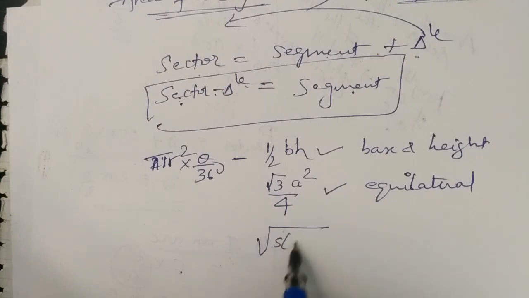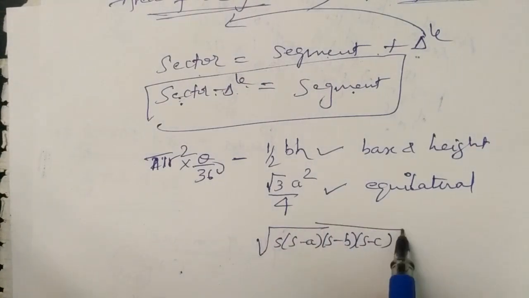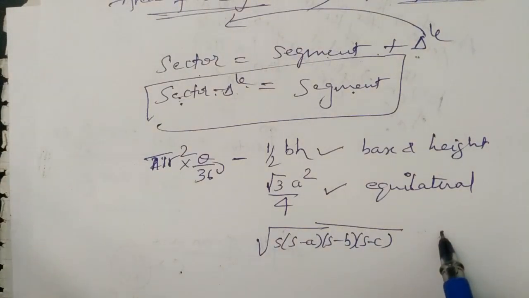Or you go for root of s into s minus a, s minus b, s minus c. This is only used in the case where base and height are not given, and for an equilateral triangle. If both are not given, we use this formula.